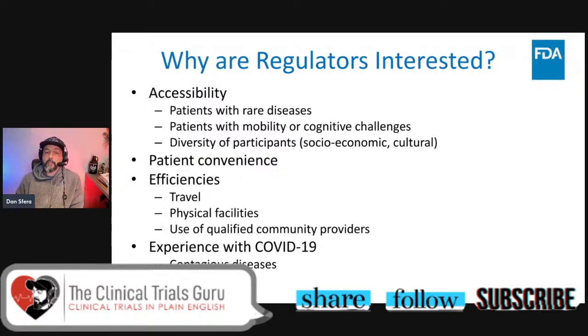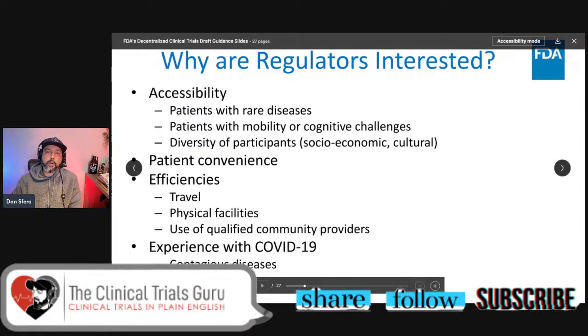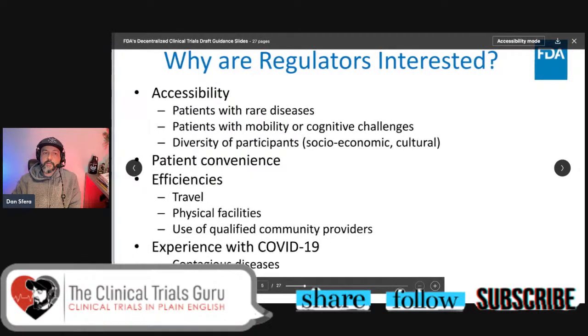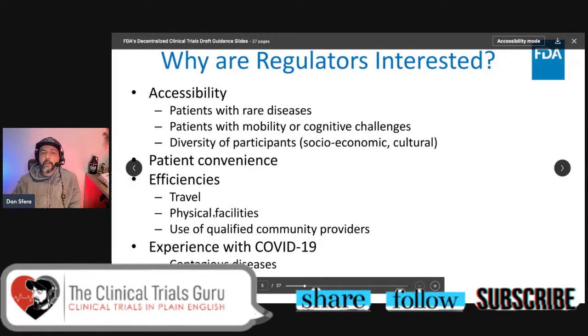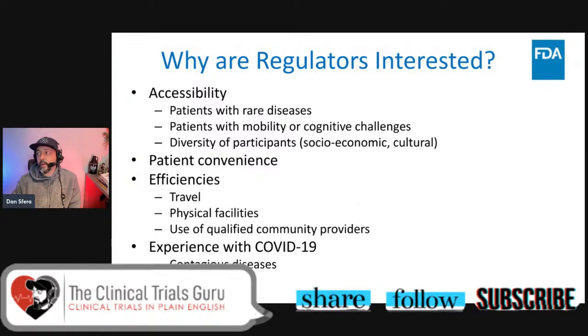Use of qualified community providers. This is something new. If you guys and gals remember pre-COVID, all the buzz was virtual trials. And this is what they were trying to do. Now, this for some reason didn't take off. But that became an element of decentralized clinical trials. So, use of qualified community providers.